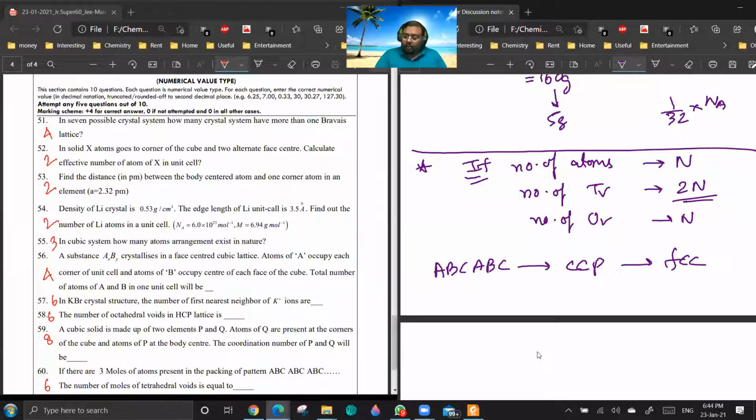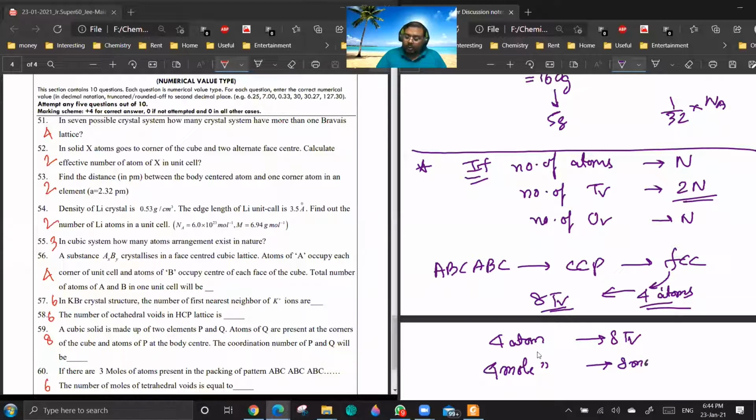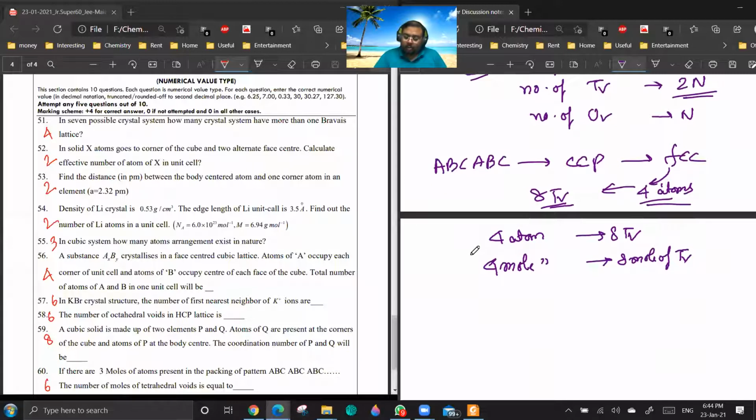Now, you see, you have 4 atoms in a unit cell effectively, and for that you have 8 tetrahedral voids. Yes or no? So for 4 atoms, if you have 8 tetrahedral voids, then for 4 moles of atoms, you have 8 moles of tetrahedral voids. Yes or no?